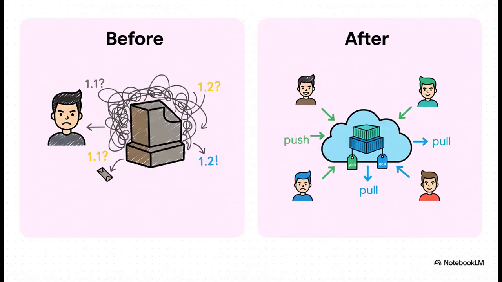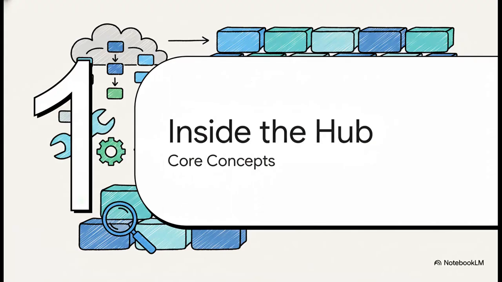And man, this before and after really tells the story. In the old days, and I'm not talking that long ago, we were literally passing around these huge tar files. It was slow, it was clunky, and honestly, it was a total nightmare for version control. Docker Hub just swept all that away. It gave us one central place in the cloud, simple push and pull commands, and tags that actually make sense. A total game changer.